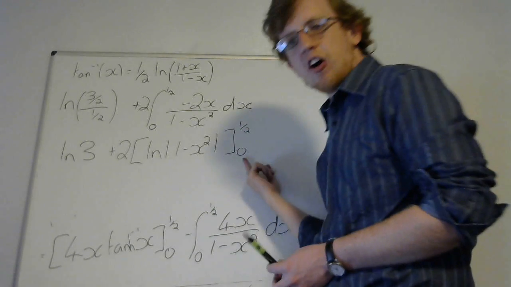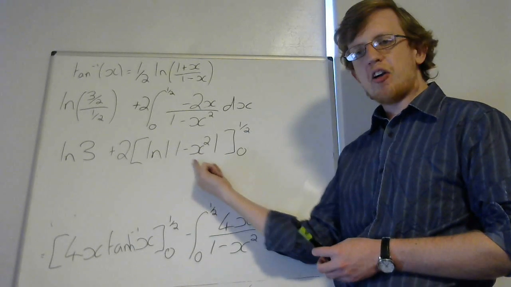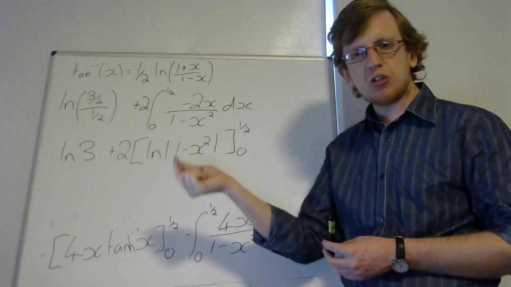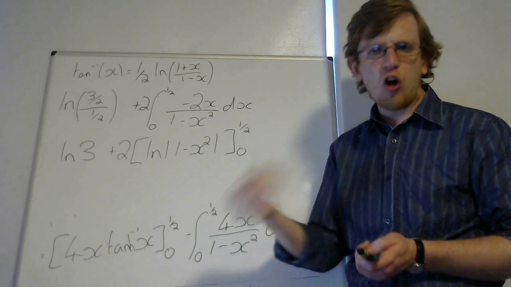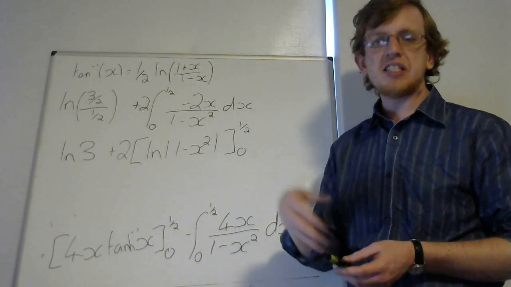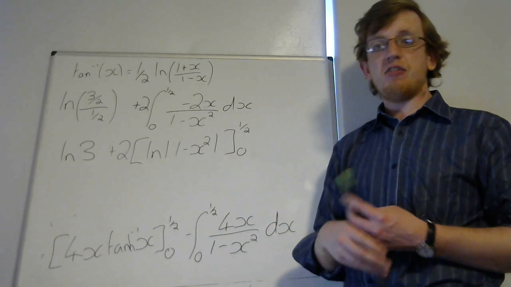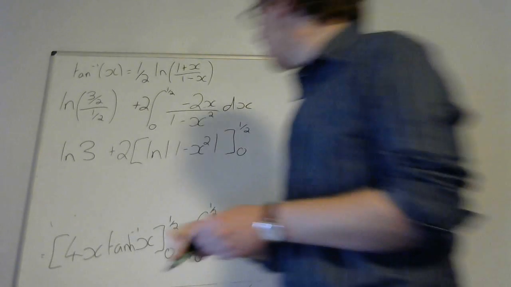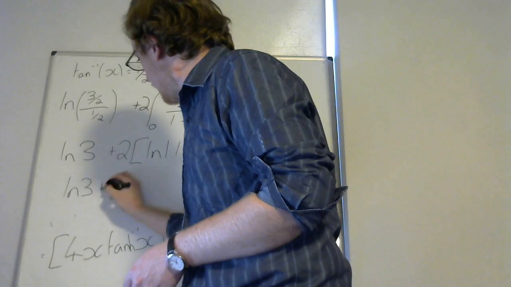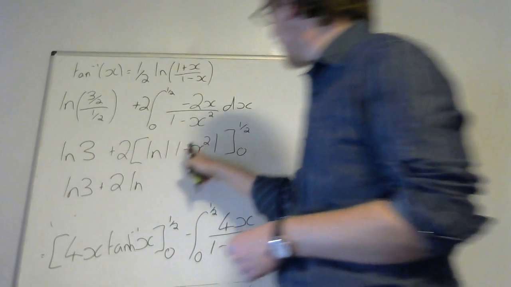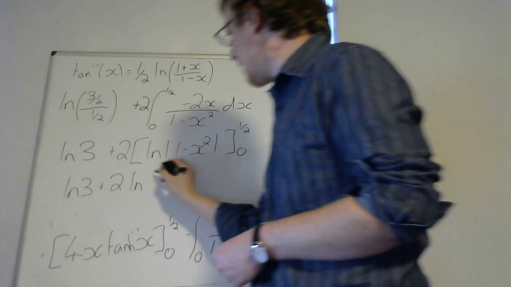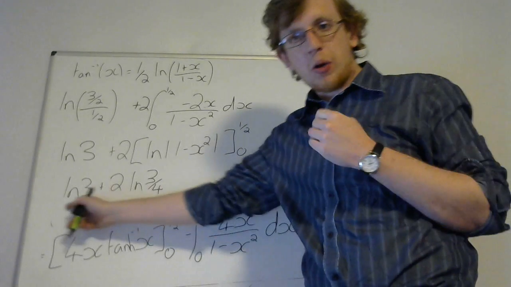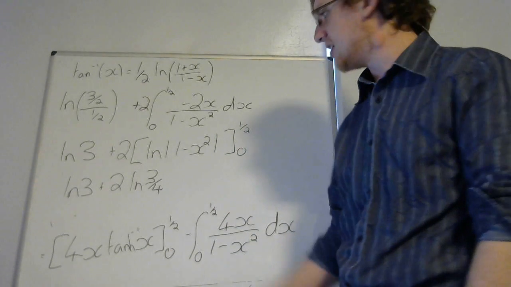Now again, at 0, 1 minus 0 is 1, and ln of 1, so you have to think, okay, e to the power of what is equal to 1, that's 0. Actually, log of 1 is always 0. Log to any base of 1 is always 0, because anything to the power of 0 is equal to 1. That's just the logic working in reverse there. So we've got ln 3 plus 2 lots of ln, a half squared is a quarter, so that would be 3/4. And now we just have to do a bit of rules of logs to get that to the answer.